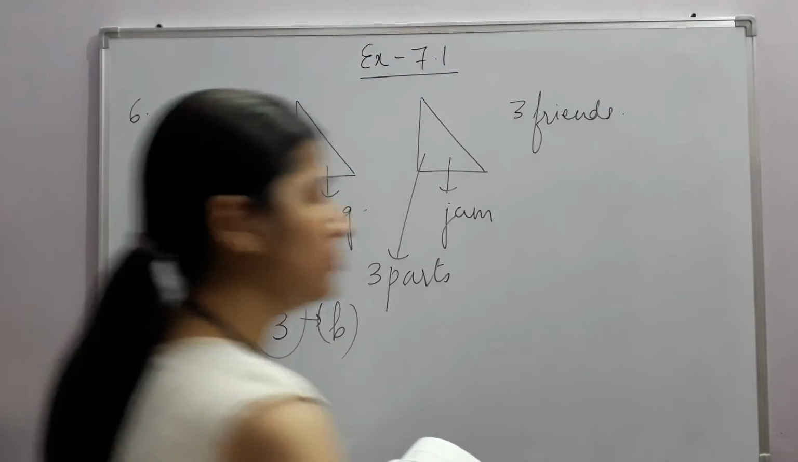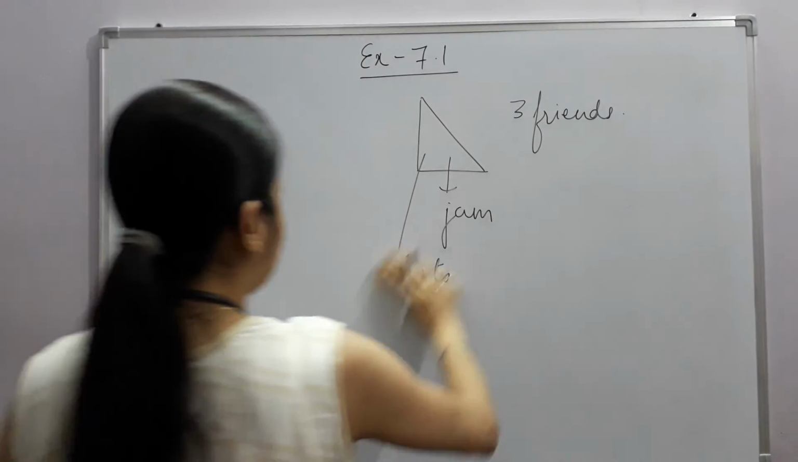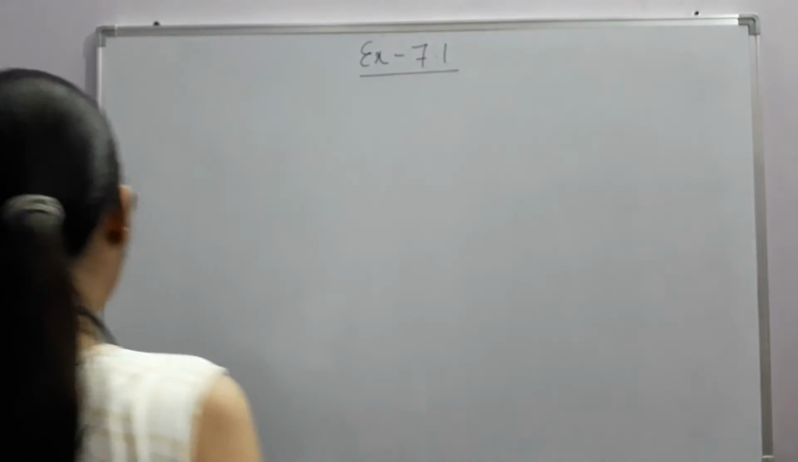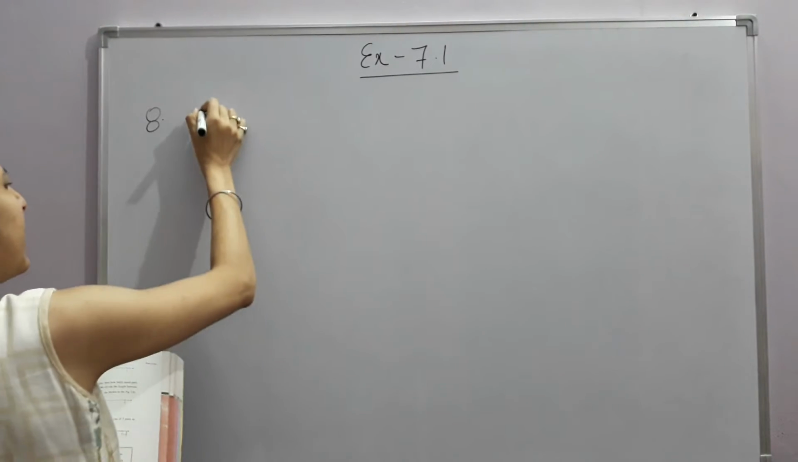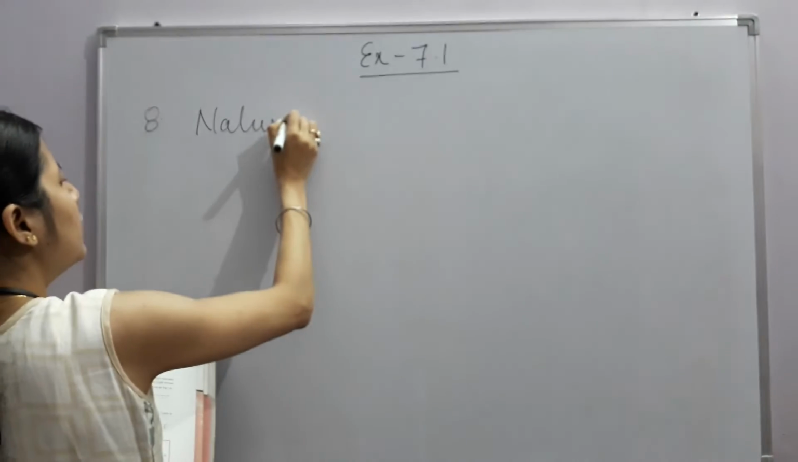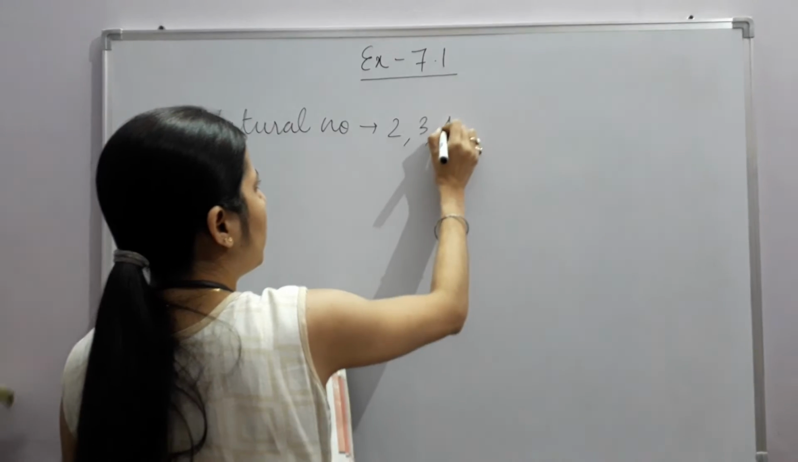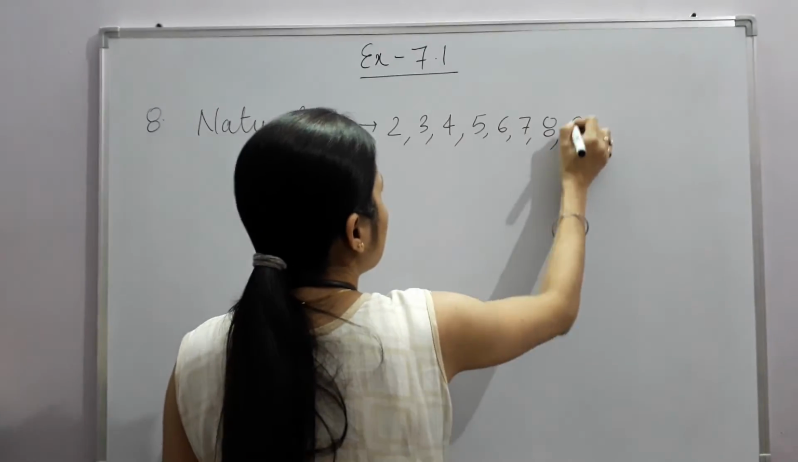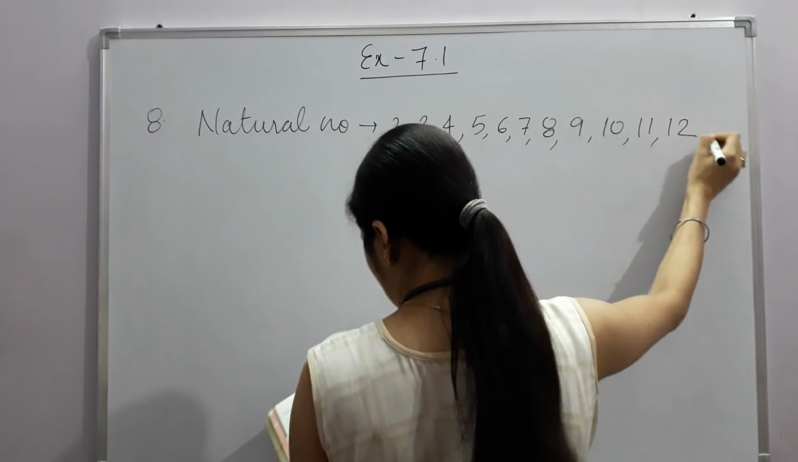Now let's come to question number 8. Question number 8 and 9 are the same. There is not much difference. I am doing question 8 for you and you will be doing question 9 on your own. The question is, write the natural numbers from 2 to 12. So we will be writing the natural numbers from 2 to 12. The natural numbers are 2, 3, 4, 5, 6, 7, 8, 9, 10, 11, 12.